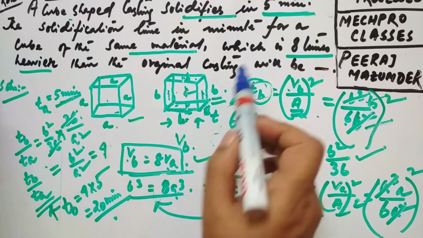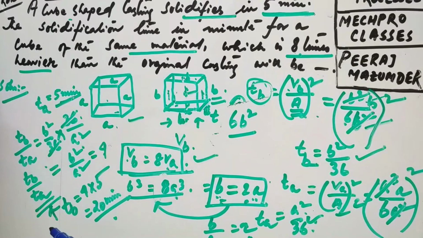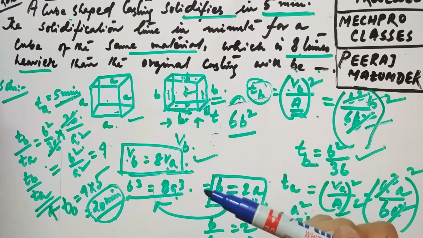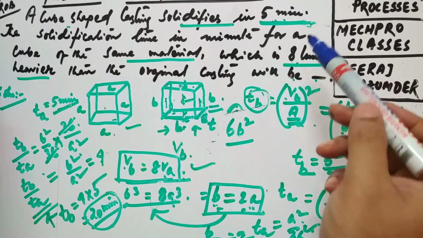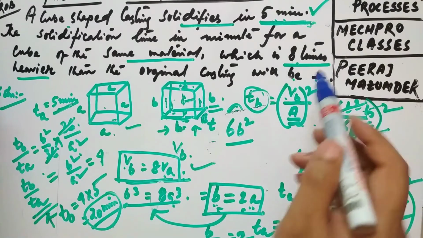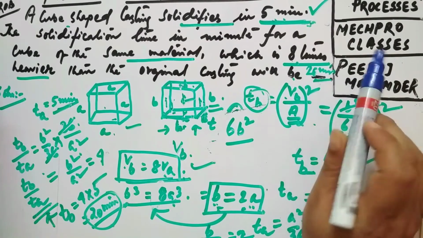So look, the heavier casting, which is 8 times heavier, will take 20 minutes to solidify, whereas the previous one, original casting, solidified in only 5 minutes. So your answer will be, we will write over here as 20 minutes. Okay, that will be your answer.